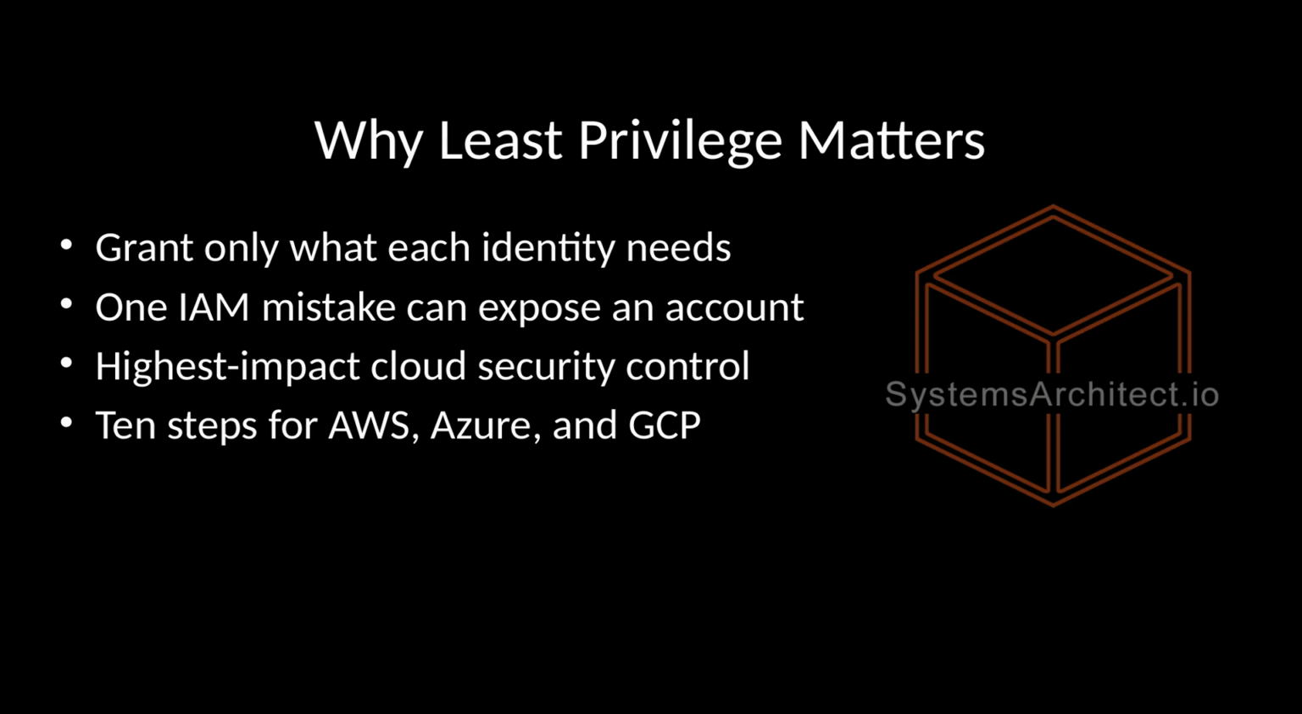This checklist covers 10 concrete steps across AWS, Azure, and GCP, from zero privilege defaults and resource scoped roles to just in time elevation, break glass controls, and automated revocation.